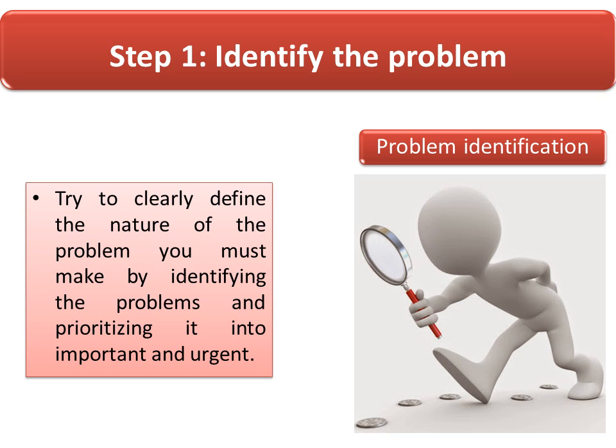The first step is to identify the problem. Try to clearly define the nature of the problem. You must start by identifying the problems and prioritizing them into important and urgent. So this is a very important step. First of all, you have to ask yourself, is there a problem? If the answer is yes, then there is a need to take a decision. If the answer is no, then there is no need to take a decision. Then comes the issue of prioritizing the problems. There are some problems that are important, and some that are urgent. So this is the first important step, that is the problem identification.